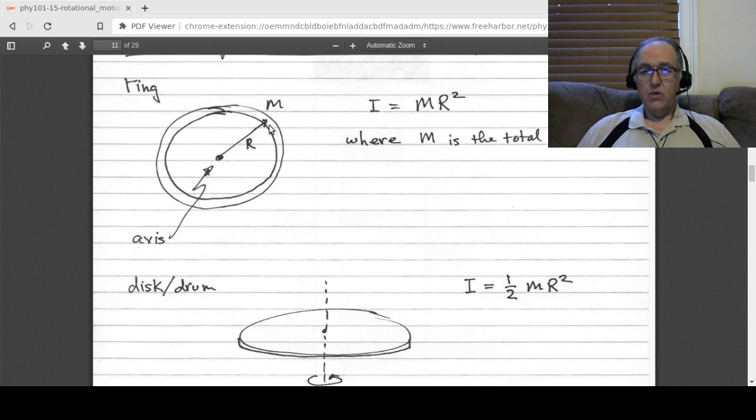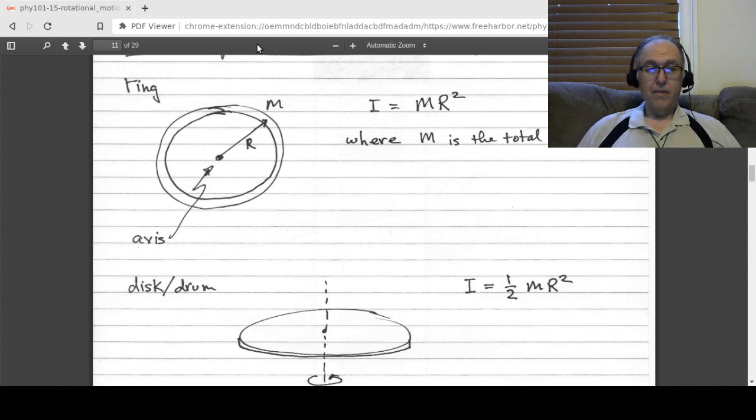One of them is a ring. So here's a ring, and all the mass is on the outside of the ring, here like that. And we're going to have an axis of rotation right in the middle of the ring, coming straight out at us, so in and out of the screen, like that. And the ring has a radius, I called it capital R, and it has a mass capital M, like that. The moment of inertia of this ring around this axis, as shown, is going to be I equal to MR squared.